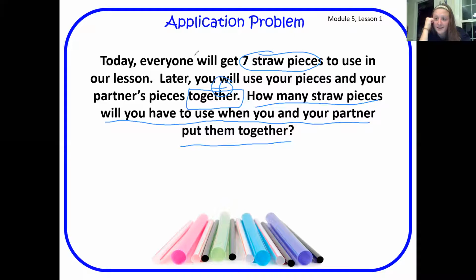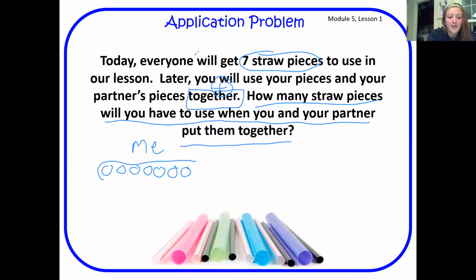I can draw a picture sentence by sentence now, right? So everyone will get 7 straw pieces to use in your lesson. So I'm going to draw myself. I know I'm getting 1, 2, 3, 4, 5, 6, and 7 straws, right? This is me. So I'm going to write me. Then I know later you will use your pieces and your partner's pieces. So I know mine, and if I have a partner, that means I need one more person. And we're going to put them together. So one more person would also have this 7.